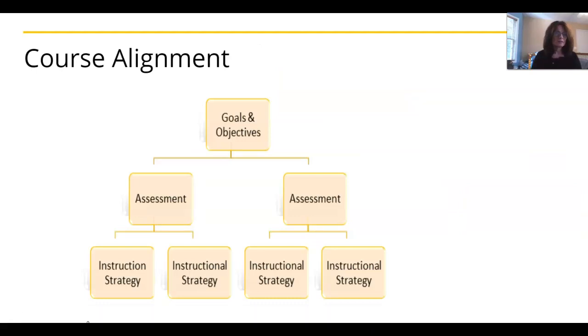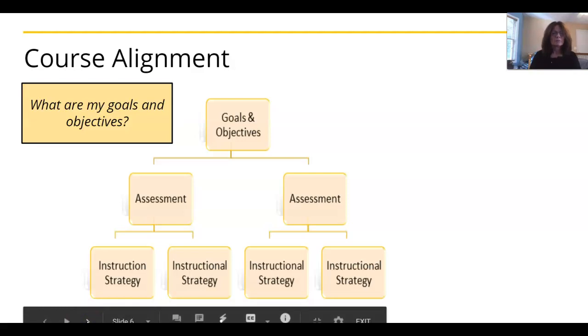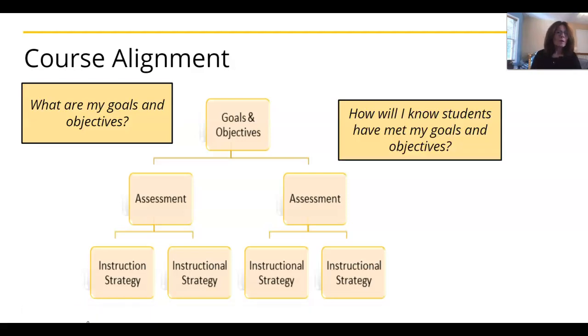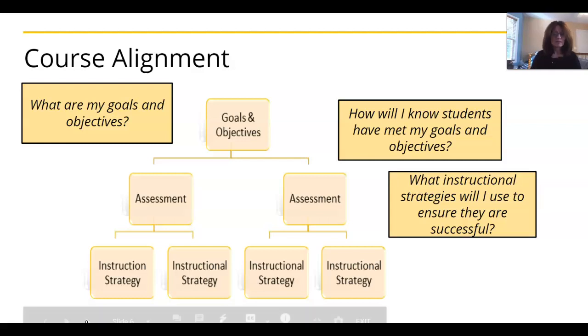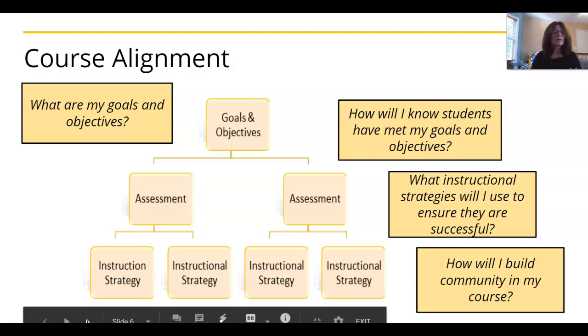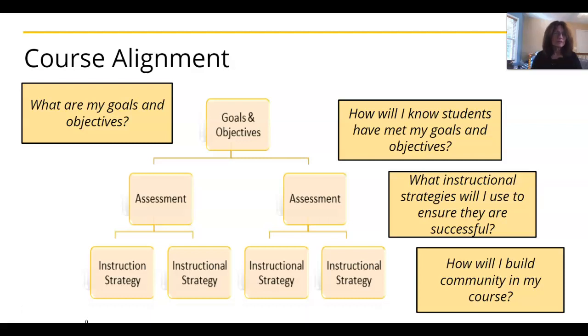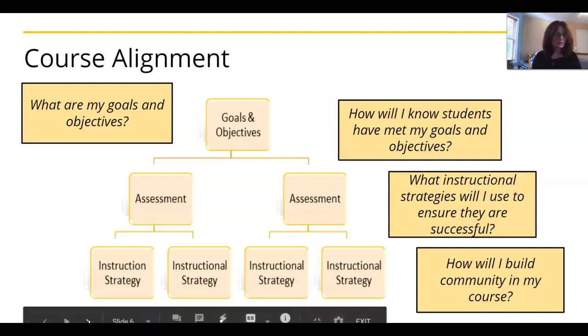This is the basic course alignment in a backwards design model where we start with the goals and objectives, we move to thinking about our assessments, and then we go into our instructional strategies. This is what is going to be the foundation for our Agile Teaching Academy course. So again, what are your goals and objectives? How will you know students have met those goals and objectives? What instructional strategies will help ensure that they are successful? And then along the way, how can you build community in this course, especially in an asynchronous or online course? This becomes more challenging. So those are the kinds of things we'll be thinking about as we go through these 4 modules.